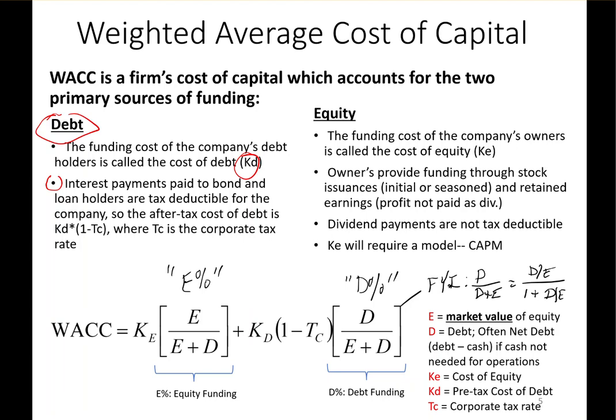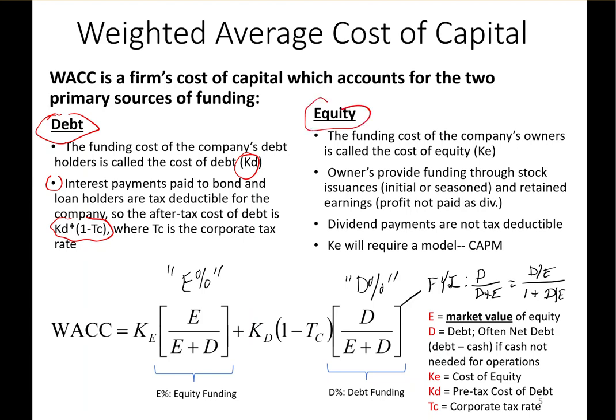Remember that interest payments paid to bond and loan holders are tax deductible for the company. Therefore, any rate of return we pay on the debt through interest payments is tax deductible. So we say the cost is the cost of debt times 1 minus the corporate tax rate.